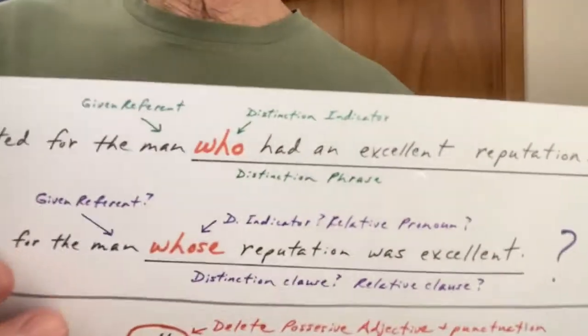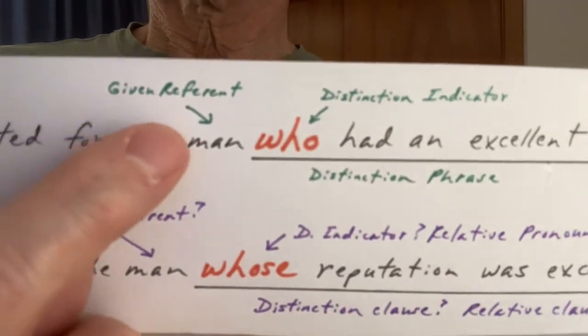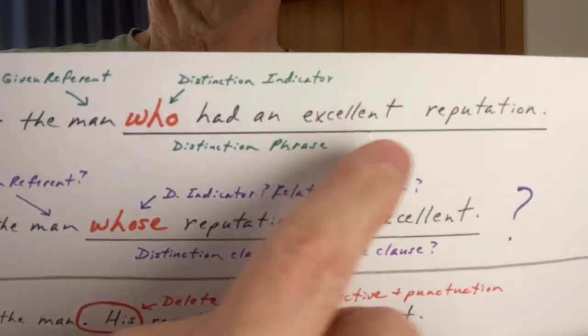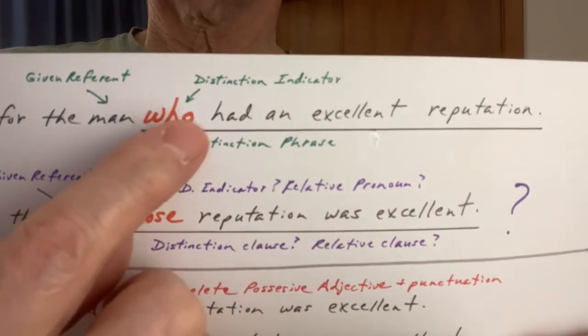Now, here's sentences. I voted for the man who had an excellent reputation. That's a sample sentence with a distinction phrase which I taught in previous videos. Now, here's another sample sentence. I voted for the man whose reputation was excellent. Now, in the first sentence, you have a given referent. We talked about that. A distinction indicator, who, and here's your distinction phrase. It's underlined. We already talked about that. You should already know this quite well. Now, here's the second sample sentence. It's a little different. I voted for the man whose reputation was excellent.